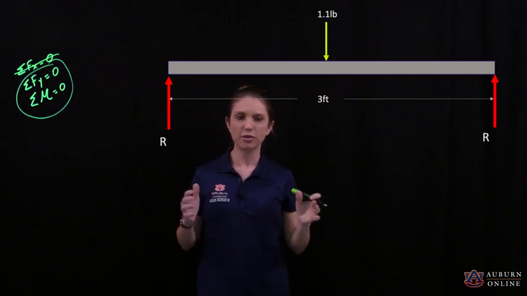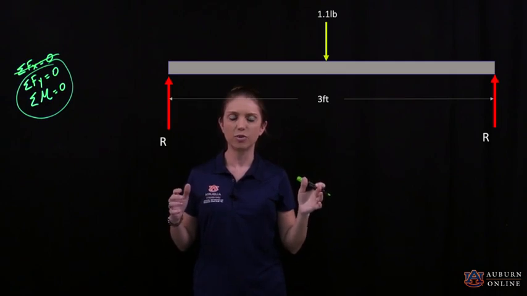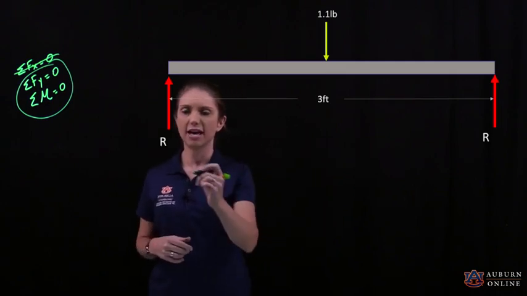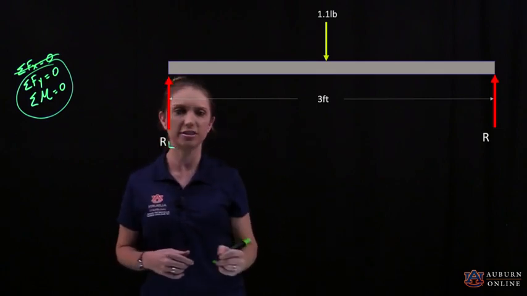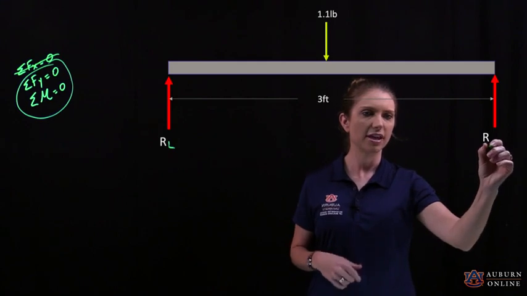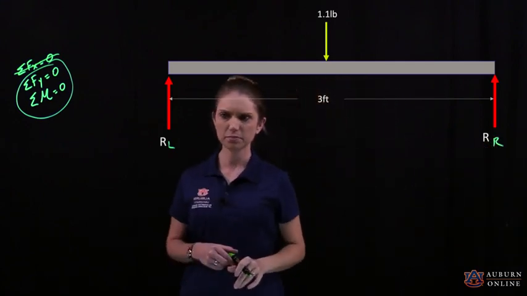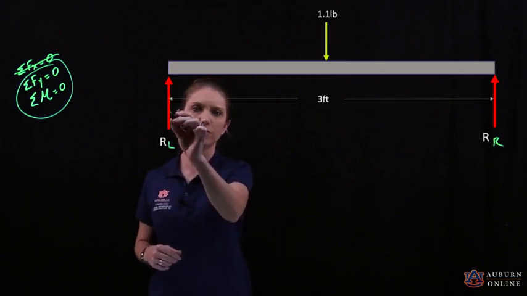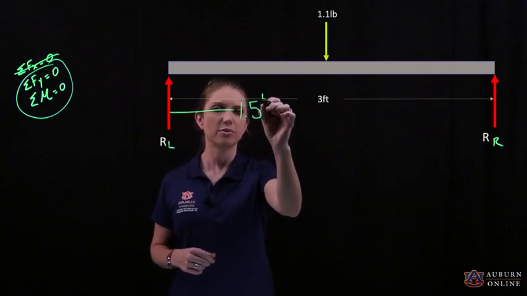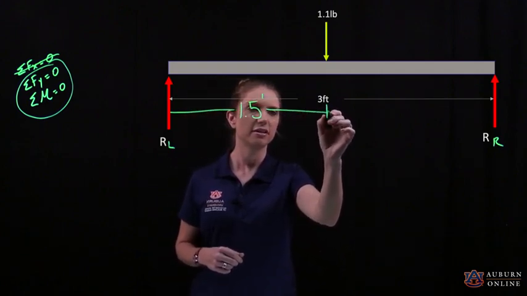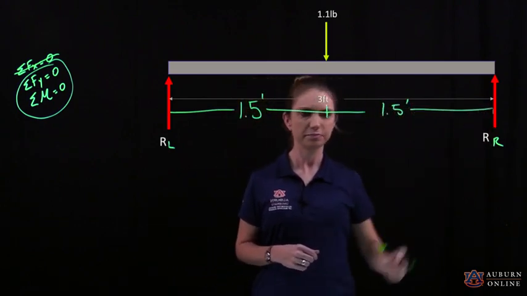With a beam or any kind of structural element, typically we'll take the moments about one of the unknown points. So in this case, that would be the left-hand side of the beam. So we're calculating the reaction on the left-hand side of that beam, and we're also calculating the reaction on the right-hand side of that beam. So here we've got this 1.1 pound force. That force is going to be applied again at the center of the beam, so 1.5 feet from the left and 1.5 feet from the right.